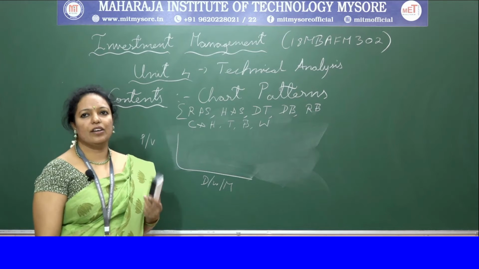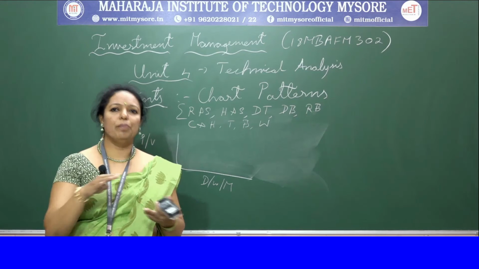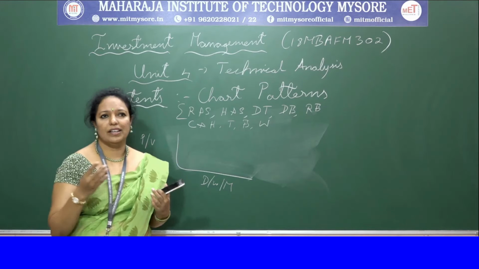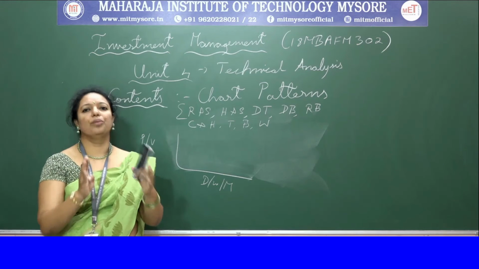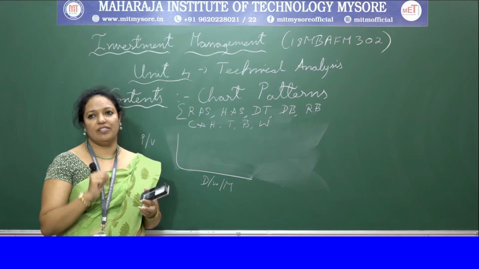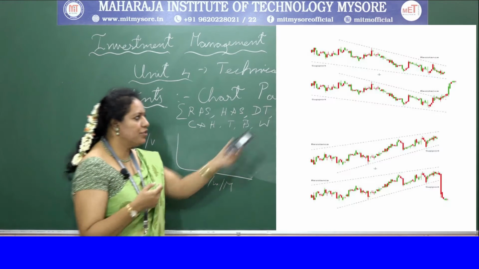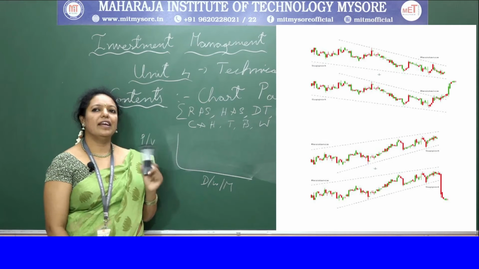Wedges of an asset, like an asset price movement, tighten between two sloping lines. If the two sloping lines are like that, then it tightens. That is called a wedge. There are two types of wedges: rising wedge and falling wedge. You can see it in the chart here.